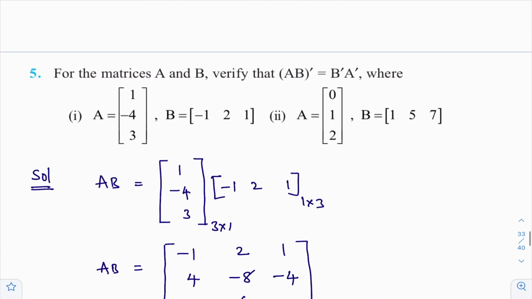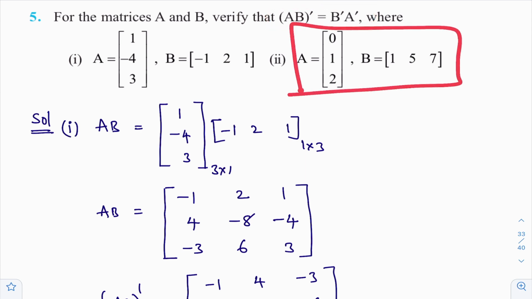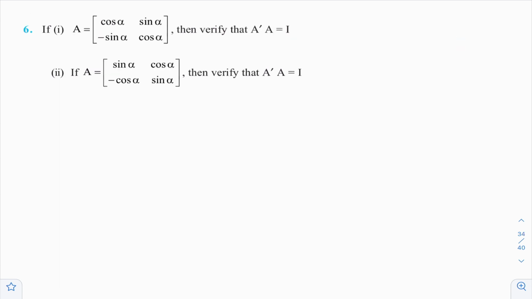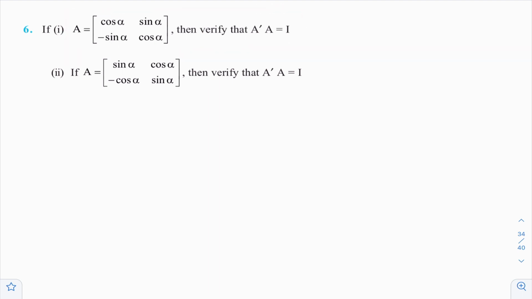I think in this question, 2 bits are there. We need to verify this theorem for these 2 bits. Whatever I did here is for the first bit. In the same procedure, I want you to try this problem on your own. You observe question number 6. They are given matrix A and they are asking us to verify A transpose into A equal to I.